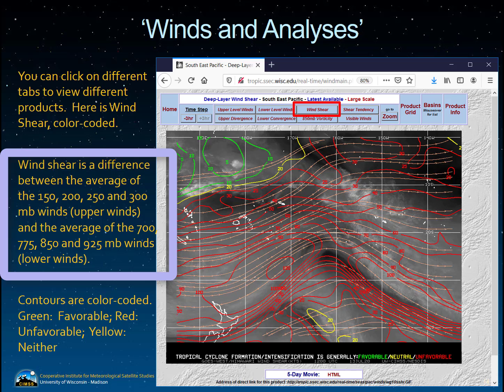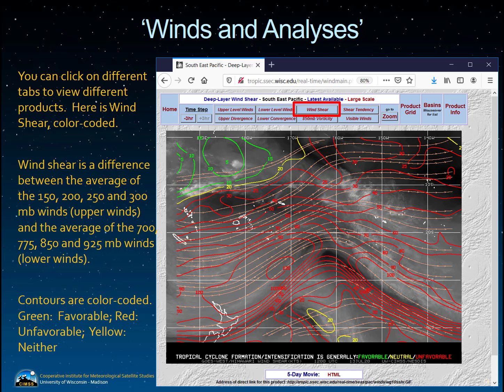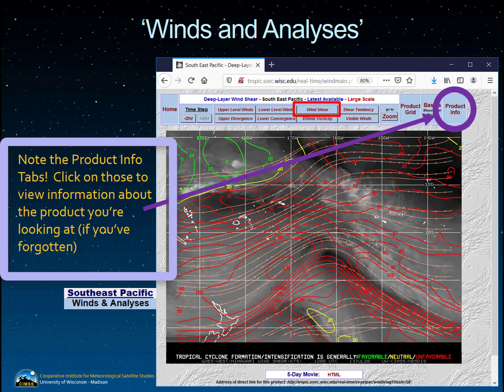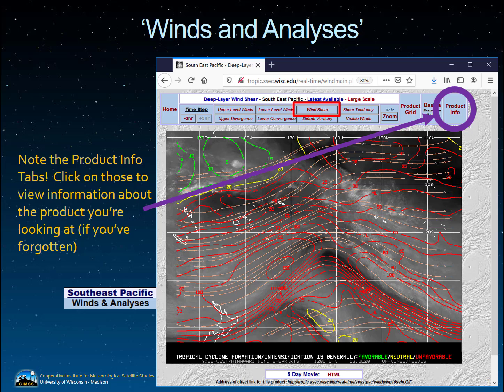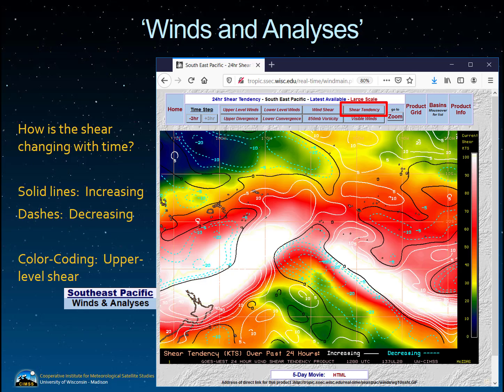The wind shear is a difference between the average of the upper winds, 150, 200, 250, and 300, and the low winds, 700, 775, 850, and 925. You can learn that by clicking on Product Info. This Product Info tab is available for each of the product tabs that you can look at. How is shear changing with time? That's also important to look at.